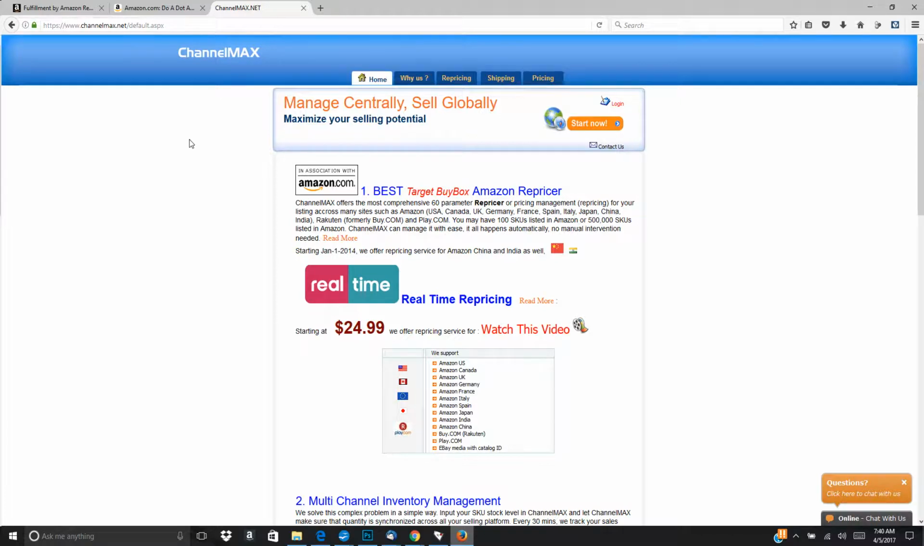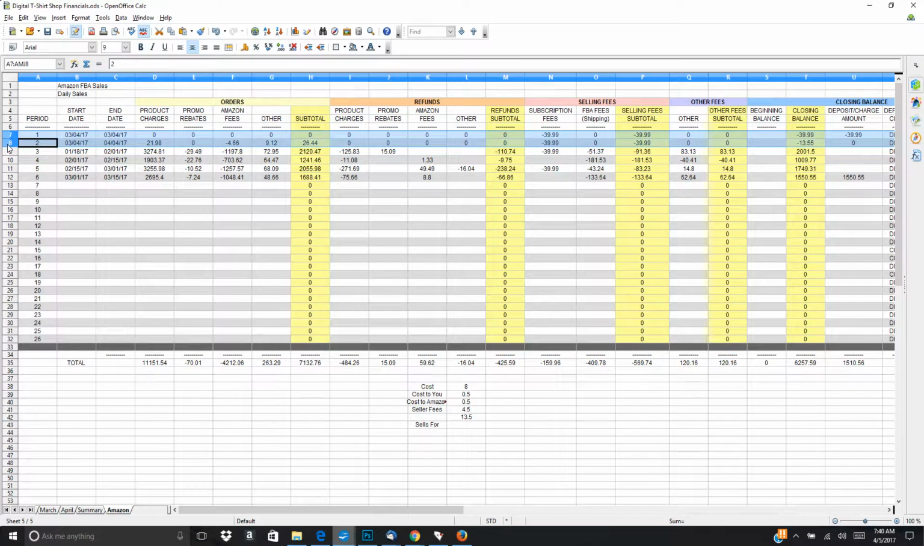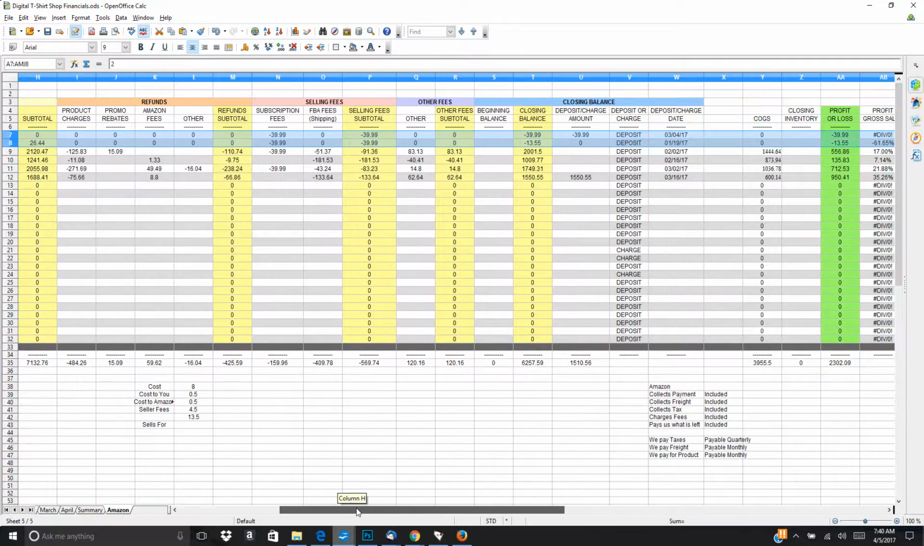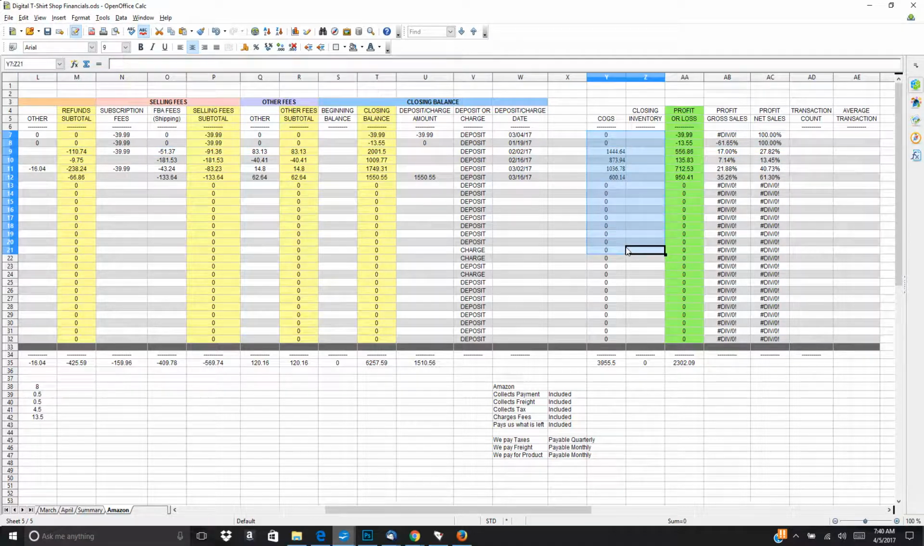Now, we talked about the repricing, we talked about this right here, tracking the Amazon sales, which I think is important, ensuring that you're making money. That's one of the reasons for doing this: I can go all the way across here to my deposit, put in my cost of goods sold, and see if I actually made money.